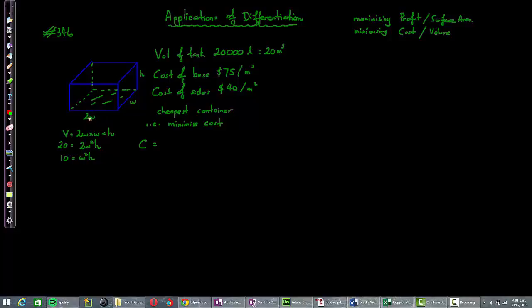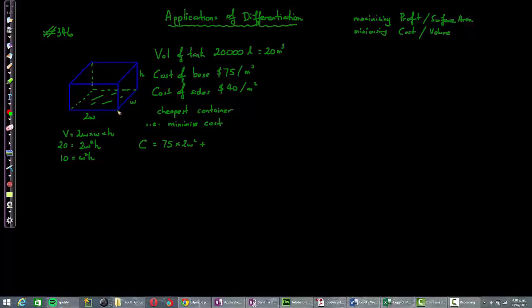The area of the base would be 2W times W, but the cost would be 75 times that, because 2W times W is an area in meters squared, and for each square meter it's $75. So I think it would be reasonable to say the cost of the base is going to be 2W squared, its area, times 75, which of course can be simplified soon. Okay, the next bit, let's go on and add now the sides.